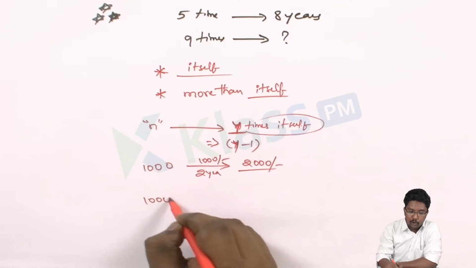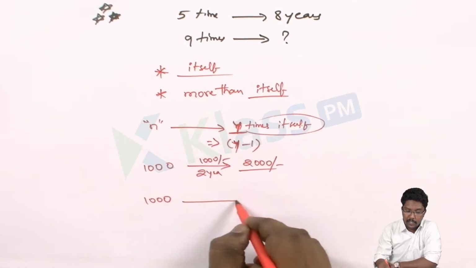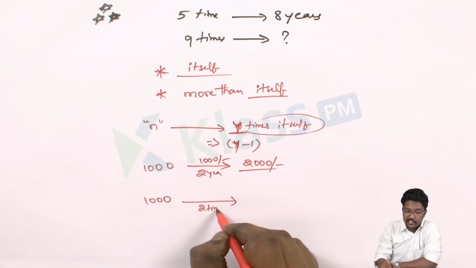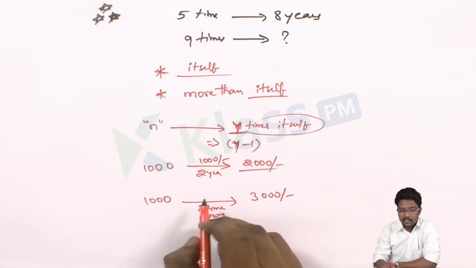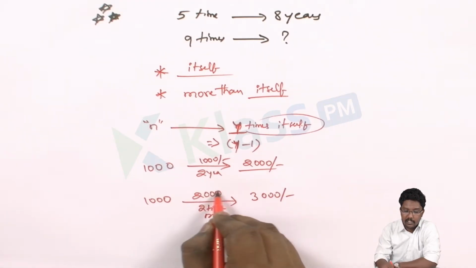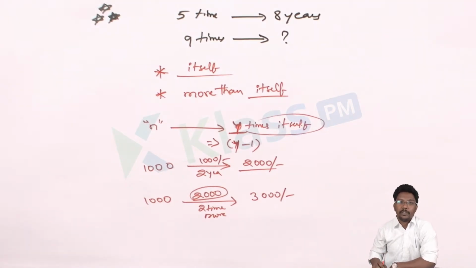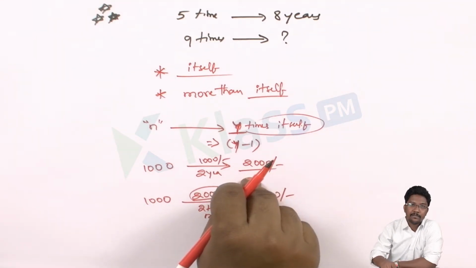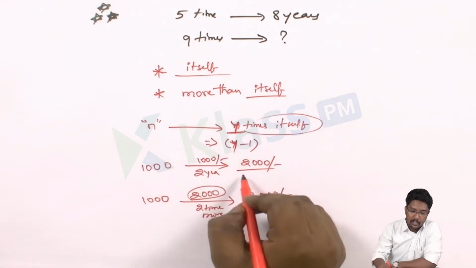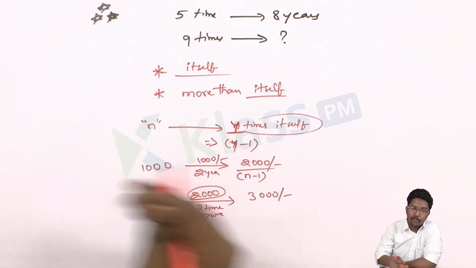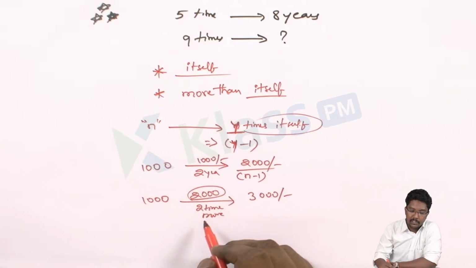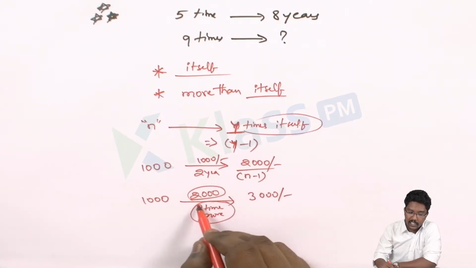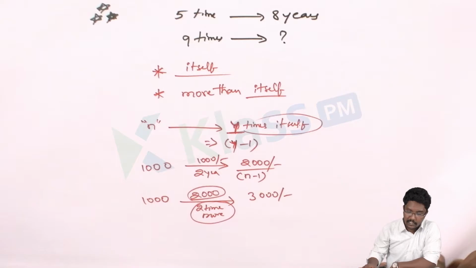The same example, 1000 rupees I bought from another person. It becomes 2 times more than itself, which means it becomes 3000 rupees. Extra 2 times it increases. So the change, or the extra money I have to pay, is 2000 rupees. So itself means double. Okay? Itself means minus 1. You have to remove one time, 100%. More than itself means you have to consider the given value. Okay? Let's see this type of problems.